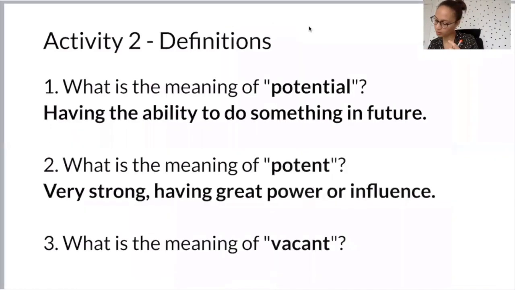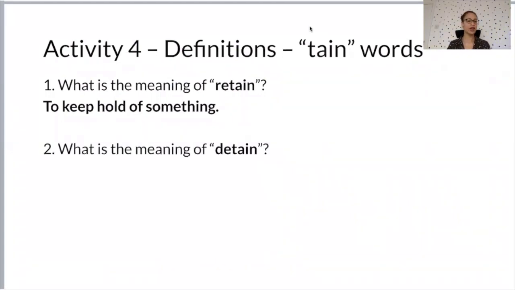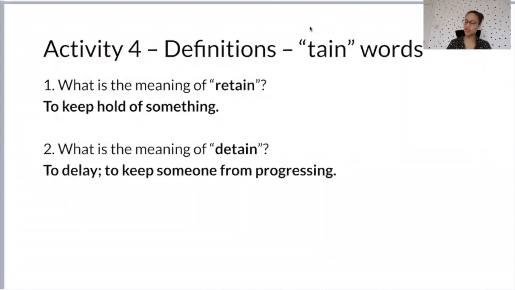Okay, I've lost my slide. Here we are. Okay, so retain is to keep hold of something. What is the meaning of detain? Detain, so D meant what? Can you remember? D meant, no one's got it right so far. Away, thank you, Tamer. So D means away. To detain, you're holding someone away from where they want to go. So it means to delay them or to keep someone from progressing.